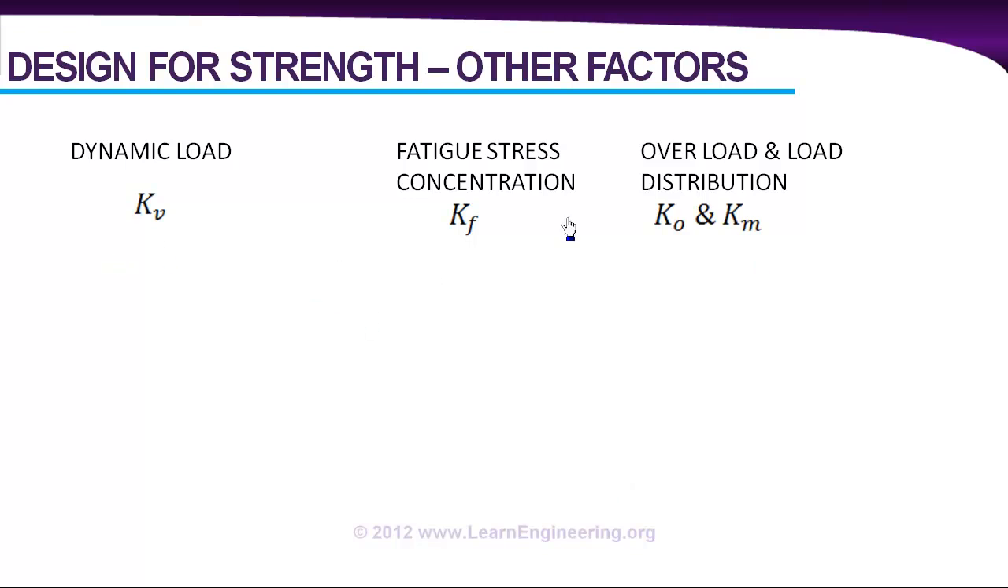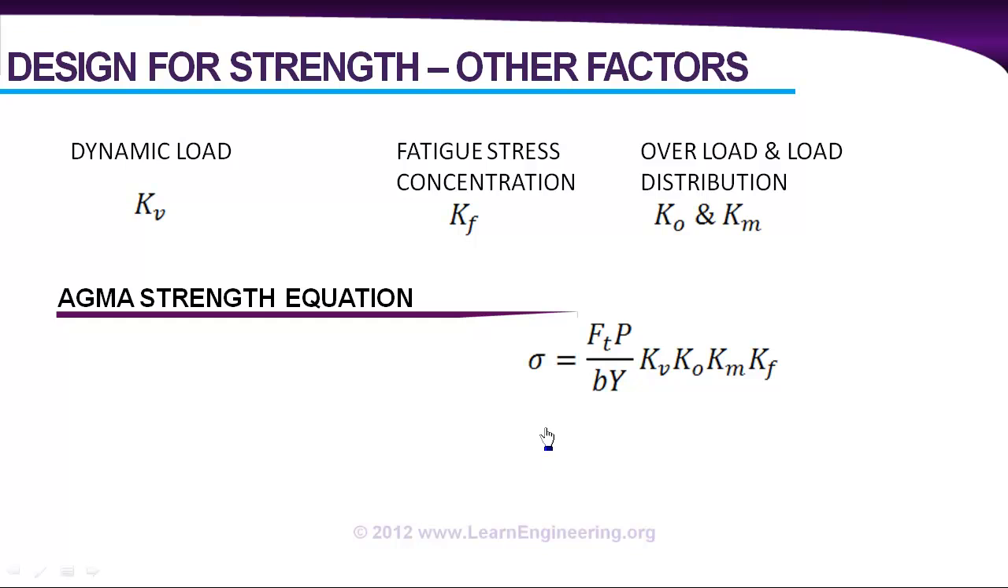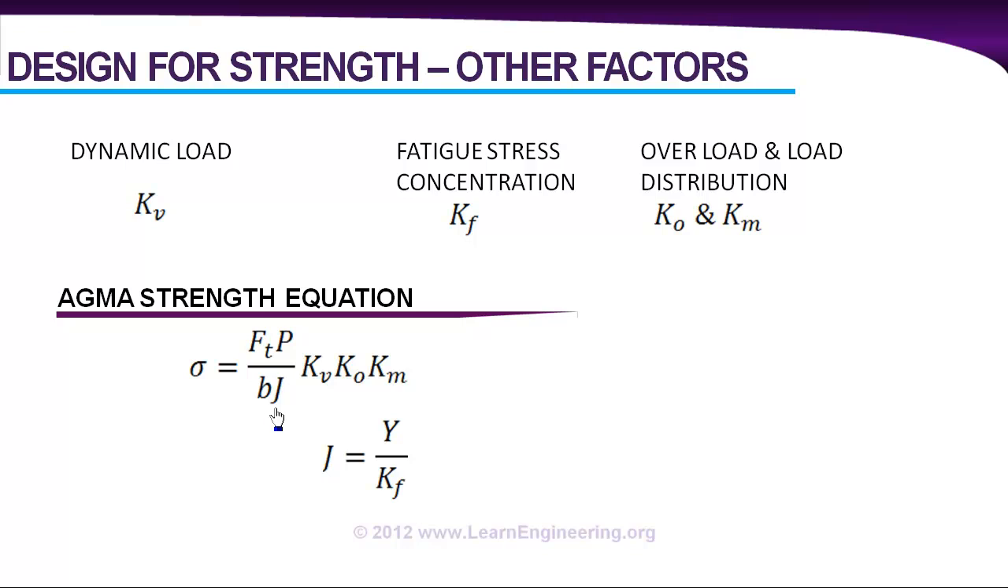Now considering all these factors, the Lewis equation can be written like this. Values of all these factors are more than 1. So in effect these factors will increase the maximum induced stress value. And this is also called the AGMA strength equation. The general representation of this equation is like this. Here a new term J is introduced by rearranging the values of y and Kf like this. So in fact both are the same. So from this equation you can solve for the value of B, which is the face width of the gear.